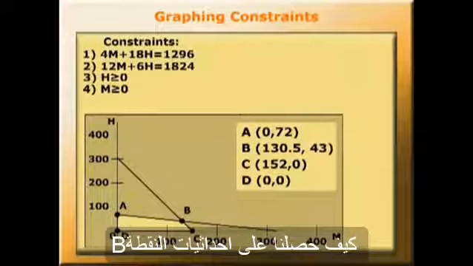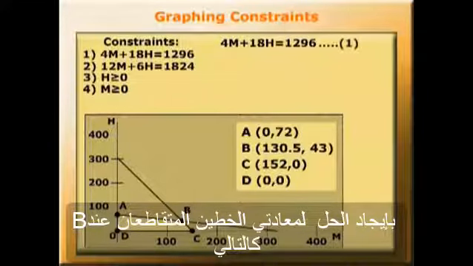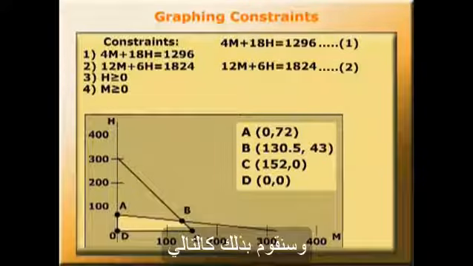Well, we use the principles that we've met before. We're finding the solution of a pair of simultaneous equations. So if we look at the two constraints, we have 4m plus 18h equals 1296. We can call that equation 1, our labour constraint. We also know that 12m plus 6h equals 1824. So how could we do that?